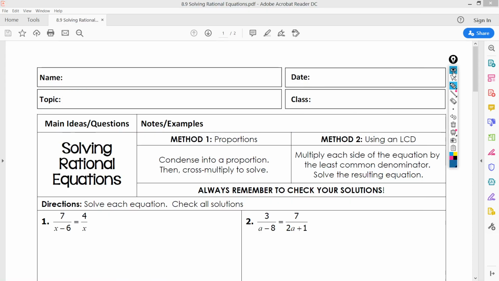Hey guys, so tonight we're going to go over 8.9 solving rationals. I'm not going to write this stuff up here just to try and save time.